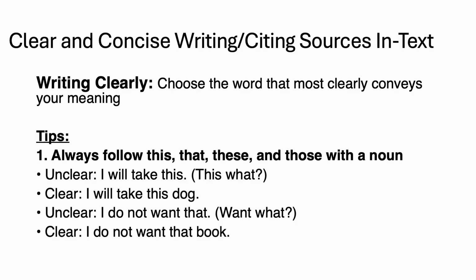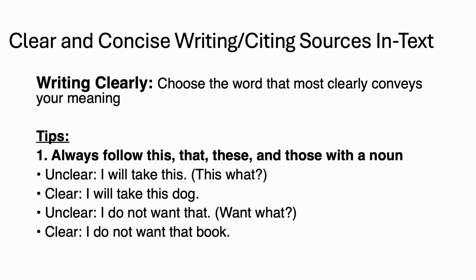So clear and concise writing, and then citing sources in text. So this is what else I was looking for in your Part 1, your ability to demonstrate these skills. So some tips on what is clear and concise writing. Writing clearly means to choose the word that most clearly conveys your meaning. So here are some examples to really illustrate what clear and concise writing happens to be.